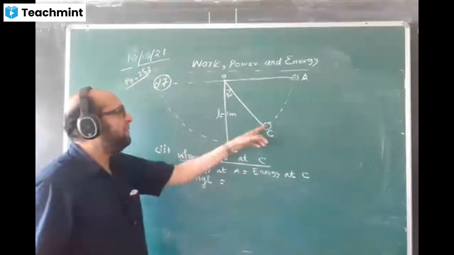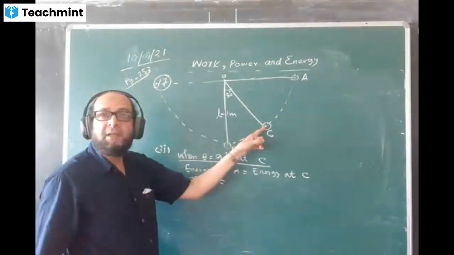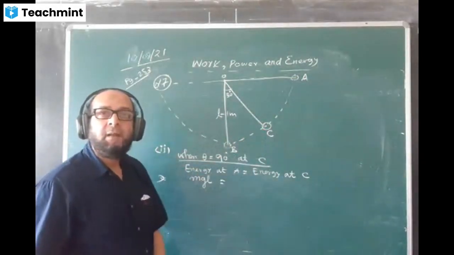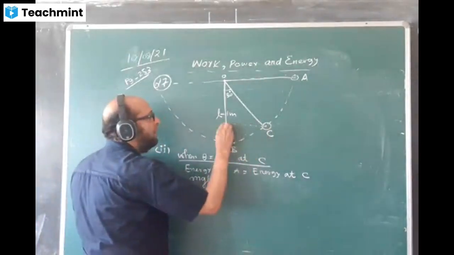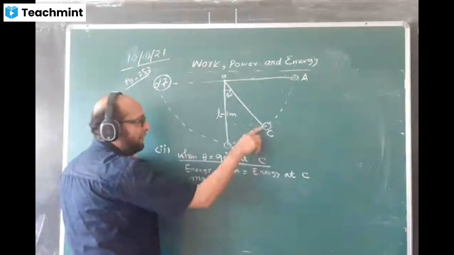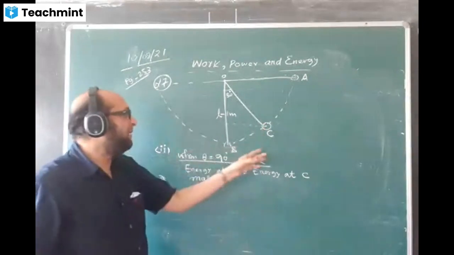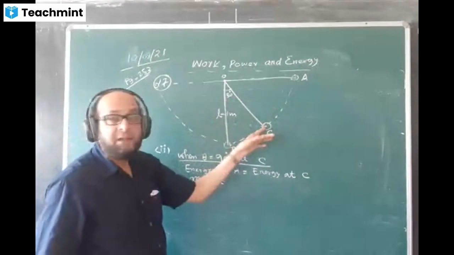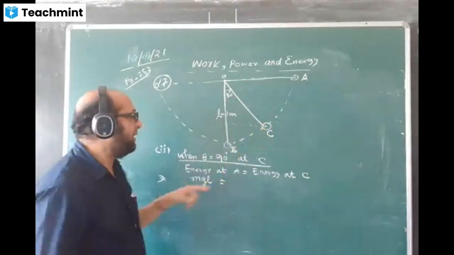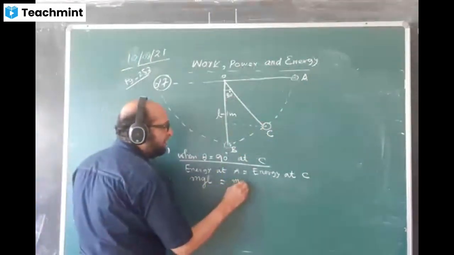Energy at C. What energy will it have? Tell me. Or at this point, what energy will it have? So mgL(1 minus cos theta) plus half mv square. It will have both energies. There is a height also available and there is a velocity, motion. So potential energy at C will be mg.